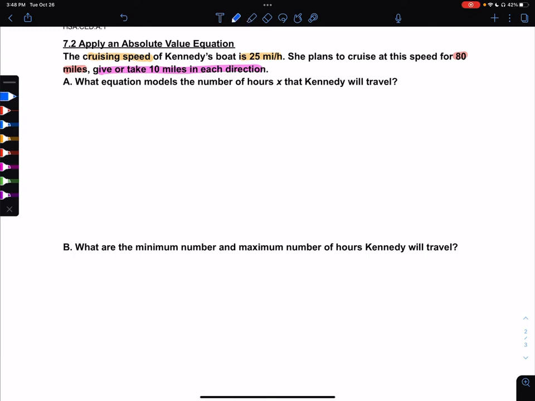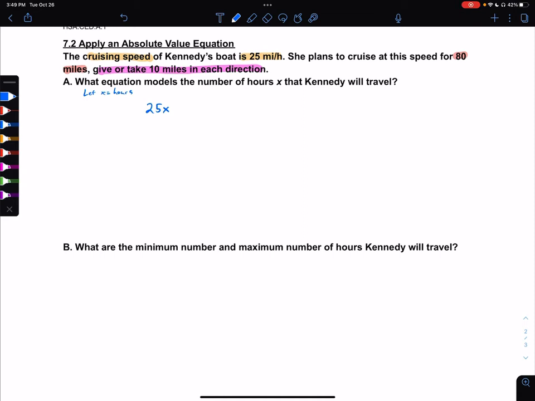Okay. So part A, what equation models the number of hours x that Kennedy will travel? So we're going to have an absolute value equation here. The first thing we want to look at is how we would figure out the distance that Kennedy is going to travel. Well, we know that we're going 25 miles per hour, so that's going to be 25x, x being the number of hours, right? So actually, let's state that. So let's say let x equal hours. So 25x, and she plans to cruise at the speed for 80 miles.